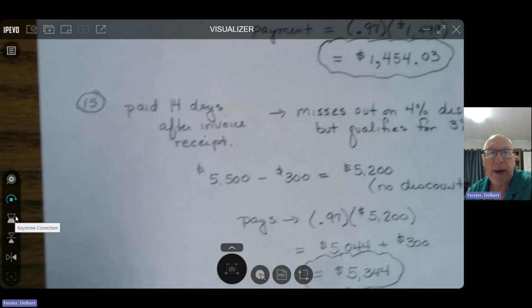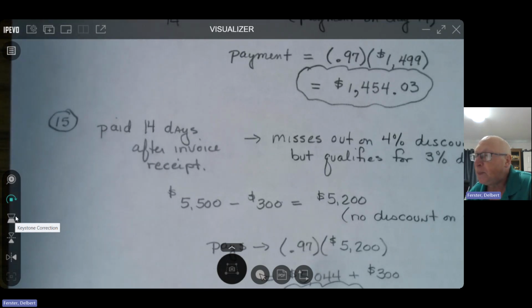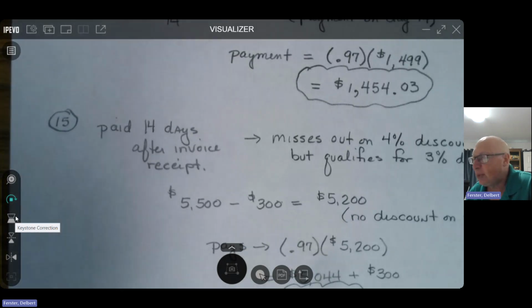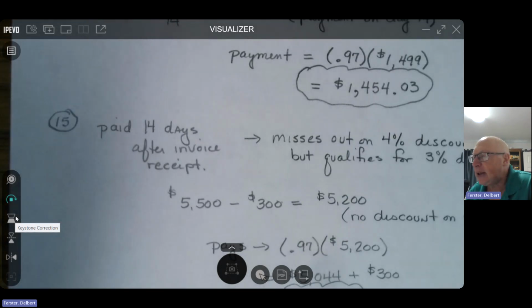Last problem on unit 3 relates to number 15. Invoice dated the 15th. The invoice has a $5,500 balance that includes a freight charge of $300. Terms are 4/10, 3/30, net 60. The invoice is paid on April 29th. So we're going to find out what happens in terms of the payment. From 15 to 29 is 14 days. So he's making the payment 14 days after the receipt. He doesn't qualify for the 4%. That's a bummer. But he does qualify for the 3% because he is within 30 days.